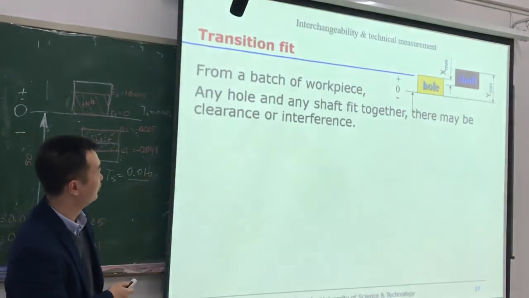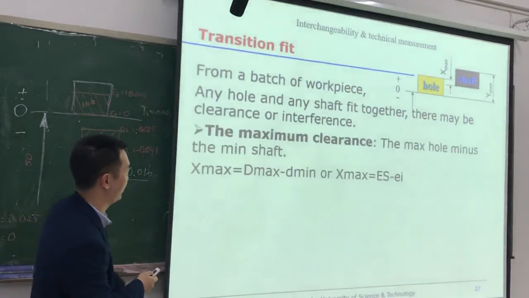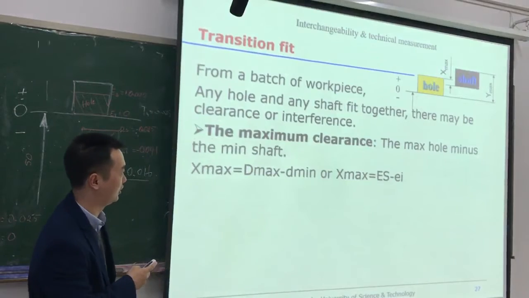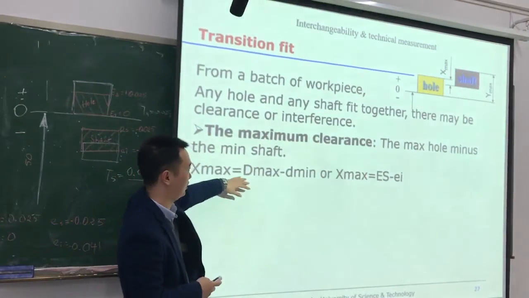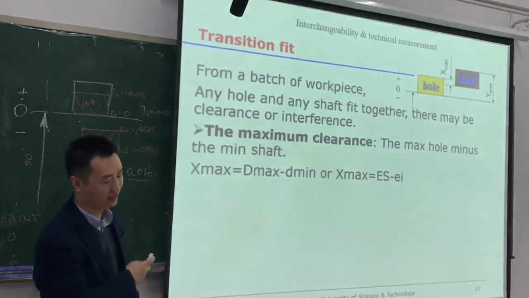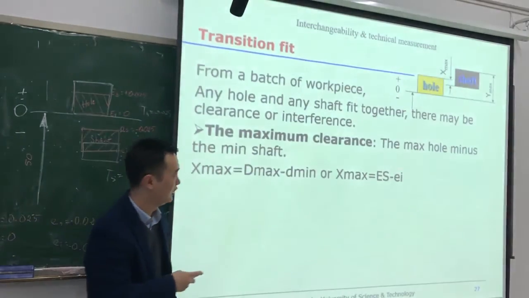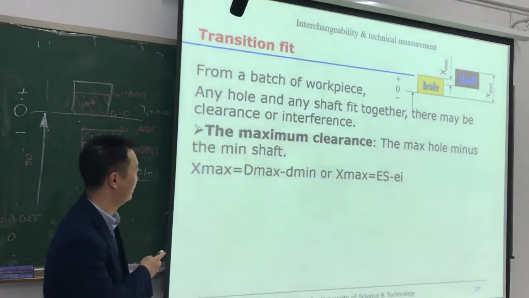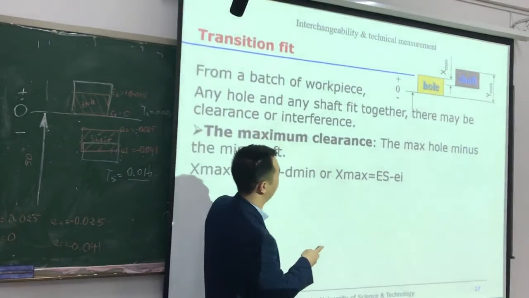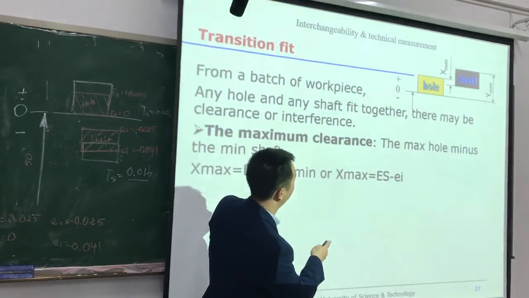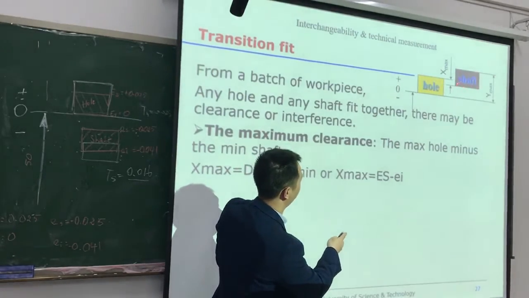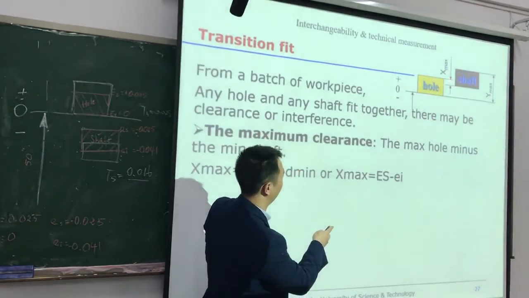So for transition fit, we can calculate the maximum clearance. The equation is the same as the clearance fit. We use the maximum hole minus the minimum shaft, the largest hole minus the minimum shaft, and we can get the maximum clearance.